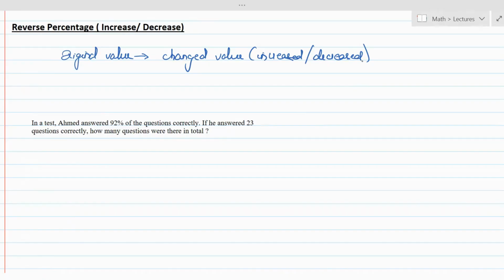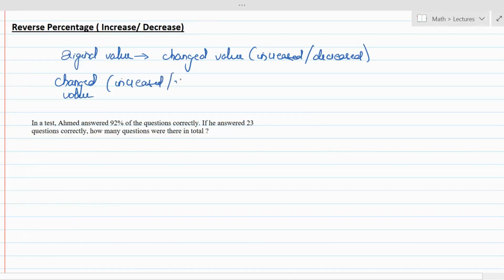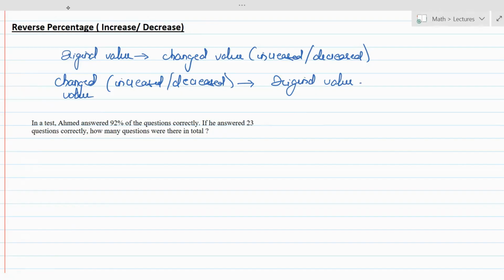But in case of reverse percentage, now you would be given the change value. Change value means it's a value which is already increased or decreased, and you're supposed to find the original value here. This is the reason why this concept is called reverse. Why reverse? Because we are going in the opposite direction. We have been given a change value, and the original value or the basic value is to be found.